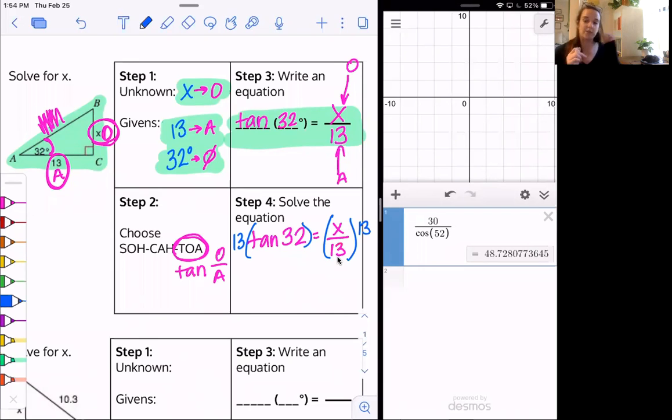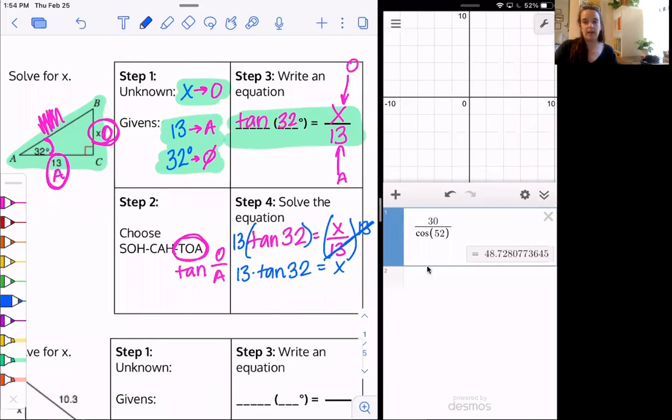Because X was on the bottom last time, that's why we multiplied by X. 13's on the bottom this time, so we're going to multiply by 13. So that's going to cancel here because we want the top and the bottom to cancel. We're trying to get rid of the fraction. So we would have 13 times tan 32 equals X.